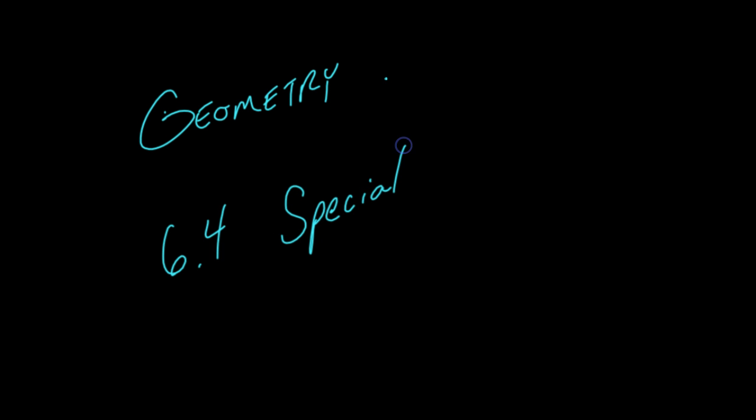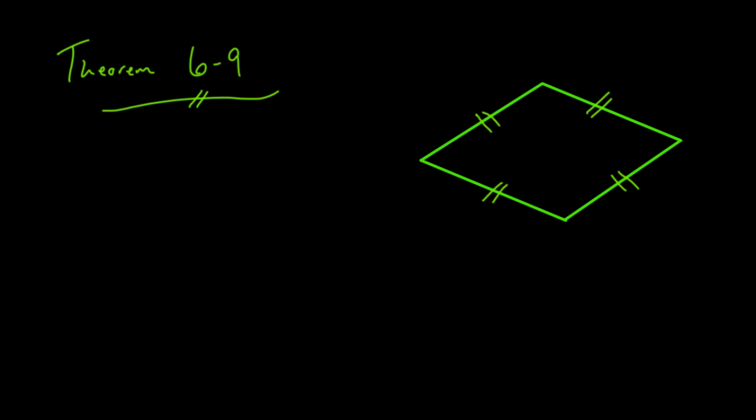When we're talking about special parallelograms, really we're looking to use the properties of the diagonals of both rhombuses and rectangles. And also we're going to determine whether or not a parallelogram is a rhombus or a rectangle. So we've got a few theorems here.